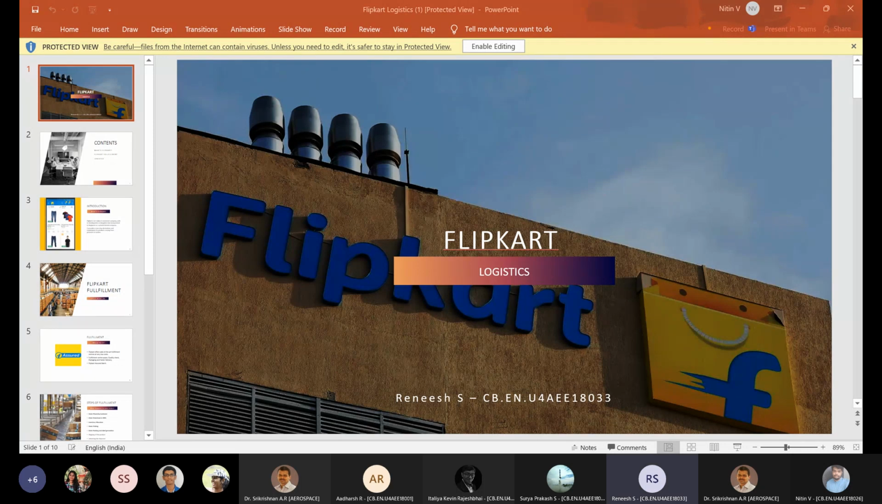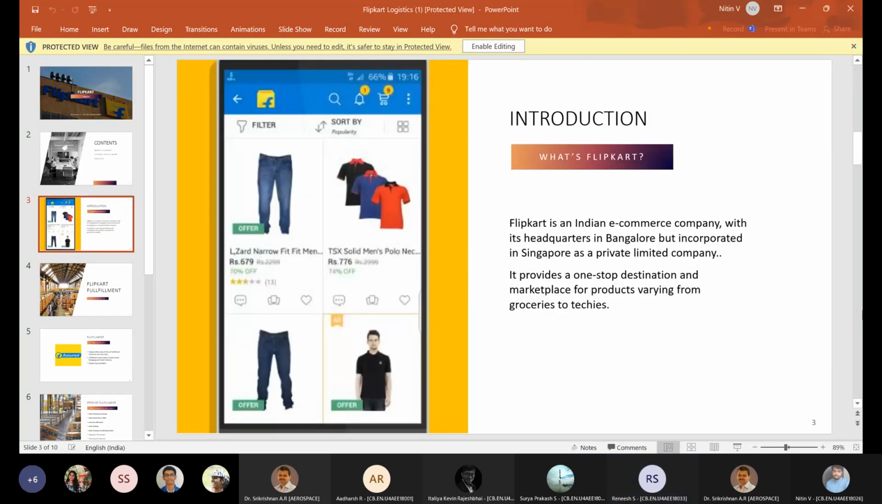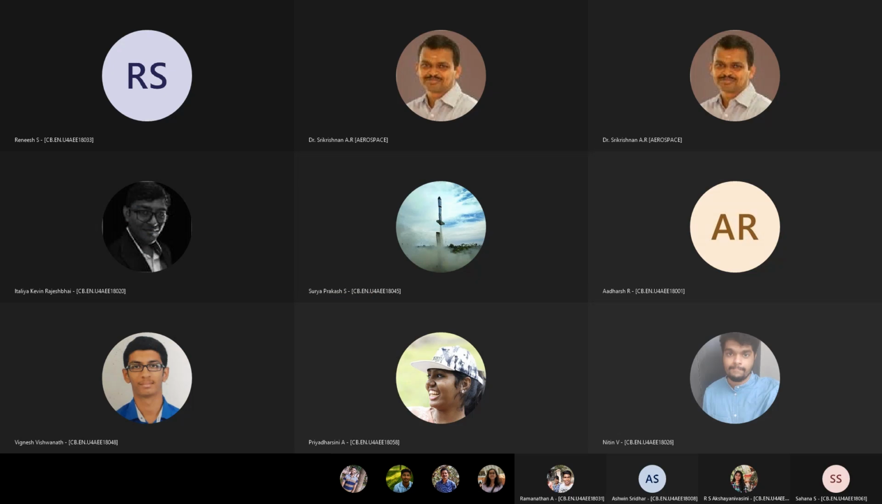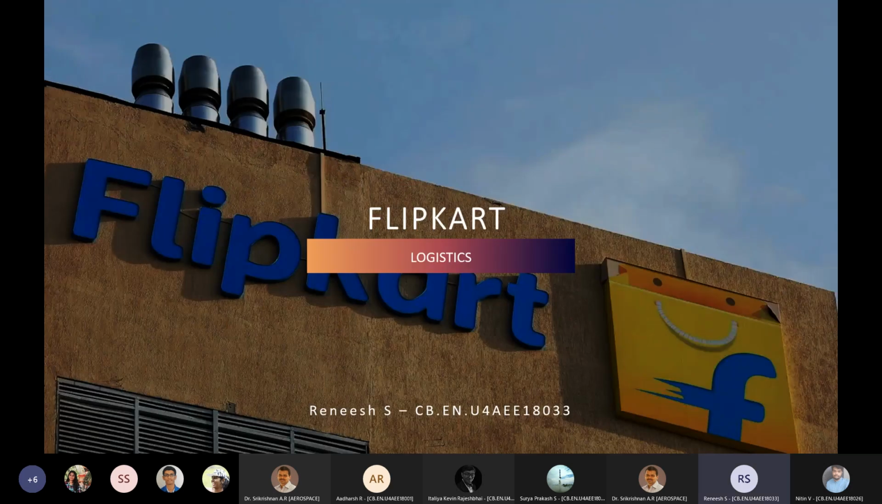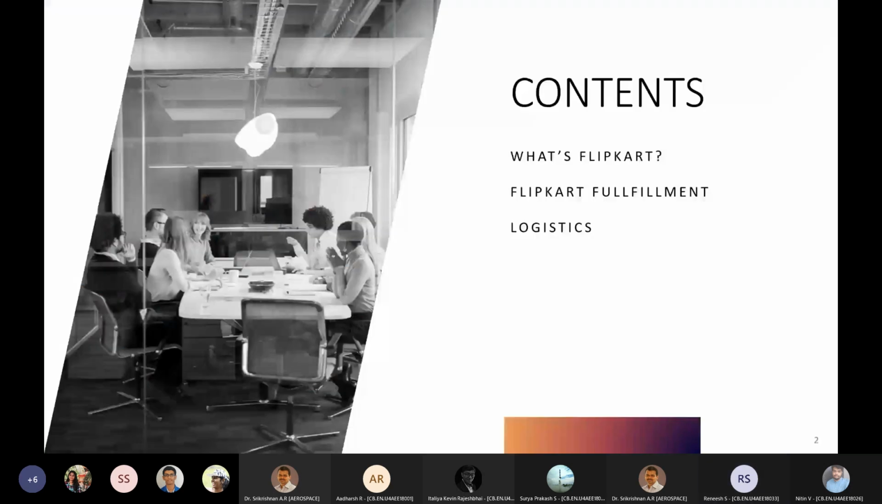Nitin, the slide is not changing. I think you can reshare again. Stop sharing and reshare. Yeah, now it is visible. Can you go to slideshow mode? Yeah. Next slide.